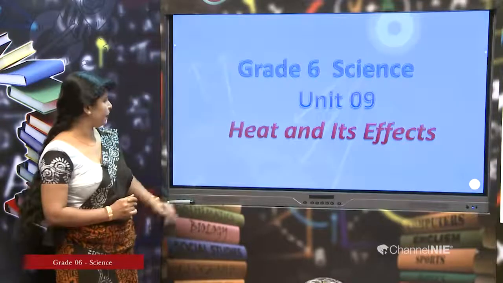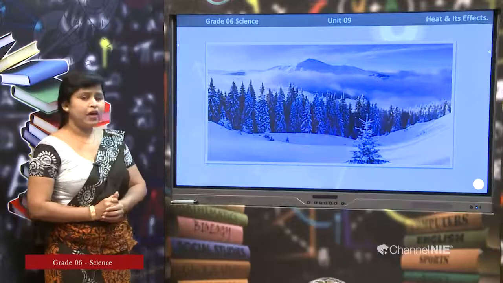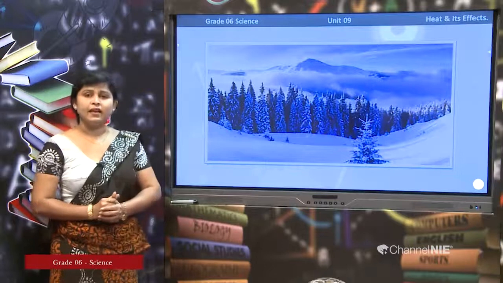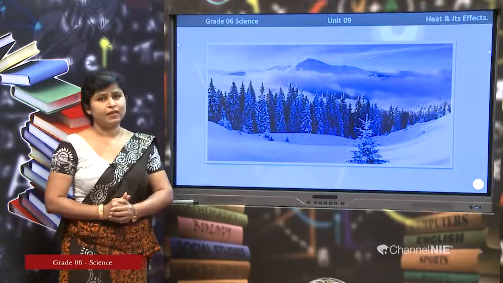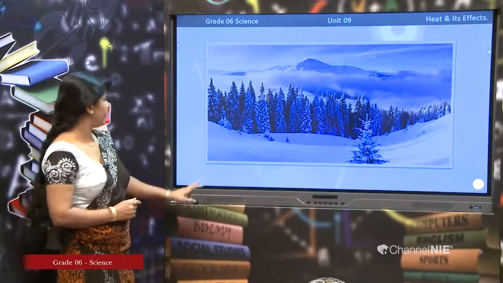Let's see. Yes, look at the screen. What can you see on the screen? You can see a nice picture. Everything in the environment is covered with snow. So we can say that it is an extreme cold climate. What is it? Extreme cold climate.